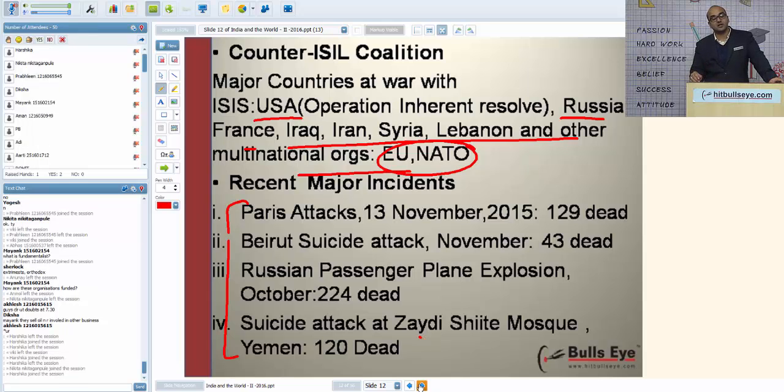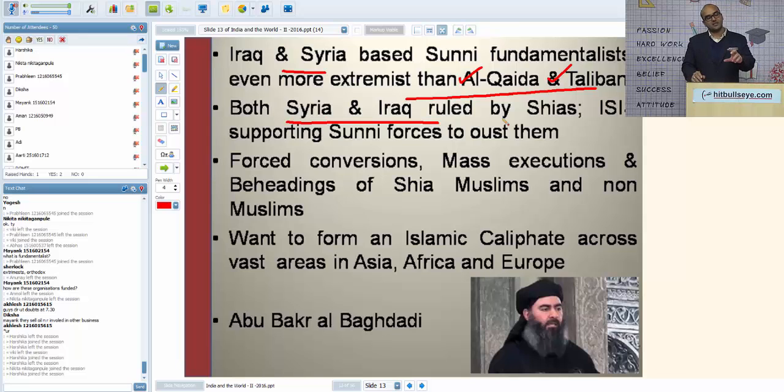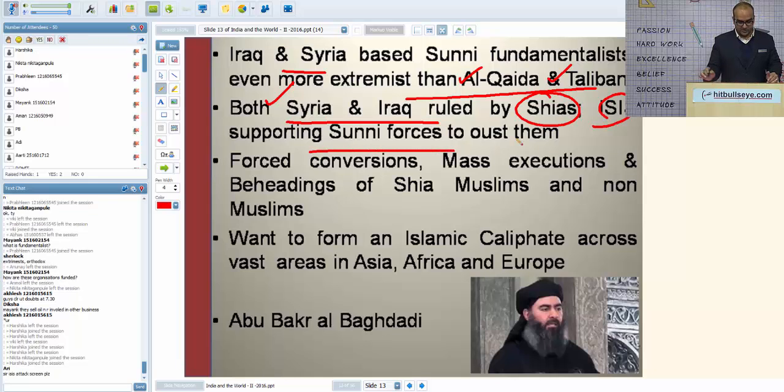One more suggestion, for such factual information, just take a screenshot of this particular screen and you'll have ready-made notes for yourself. Right, these are certain organizations which are more extremist than even Al-Qaeda and Taliban. Taliban and Al-Qaeda we'll speak about a little later, right? Again, this is a reflection of a Shia-Sunni conflict. Syria and Iraq are ruled by Shias, but ISIS supports Sunni forces.